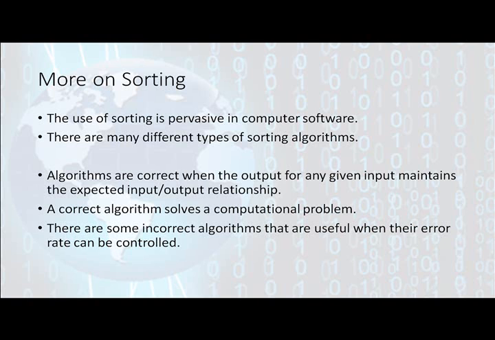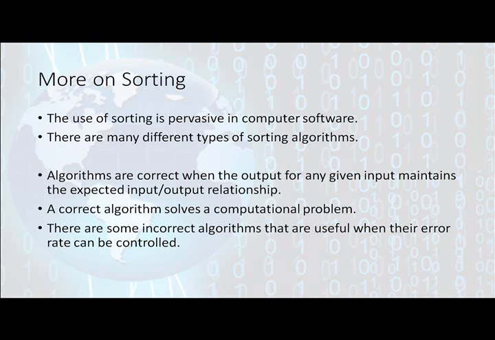So a little more on sorting. The use of sorting is pervasive in computer software. You can't see any kind of a user interface object or list without multiple ways of sorting, such as name, time, date, and so forth. There are many types of sorting algorithms out there. The book and this course is going to focus in on 4 of them, but there are quite a few more than 4 out there. In fact, it seems like almost every computer scientist wants to create their own sorting algorithm.